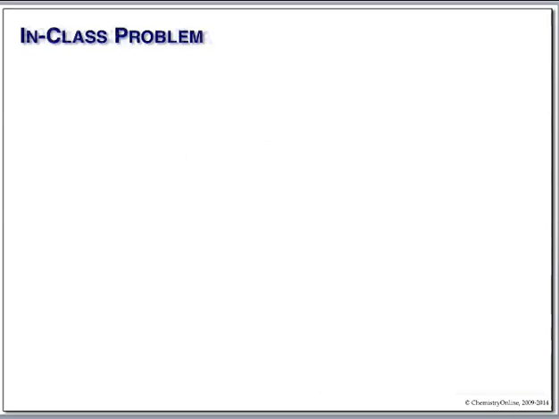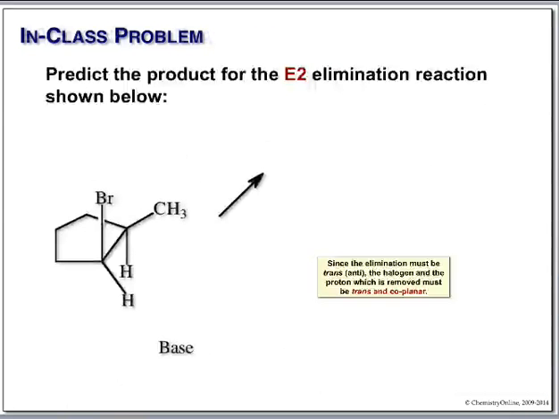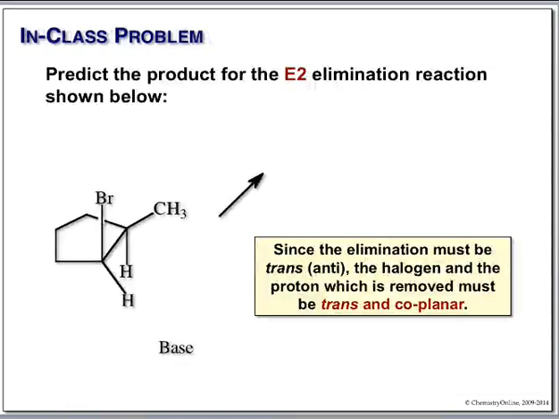All right, what's an exam question look like? Here we have a simple cyclic alkyl bromide. I give you a base, and I tell you I want the product for an E2 elimination. Go ahead and draw me a product.